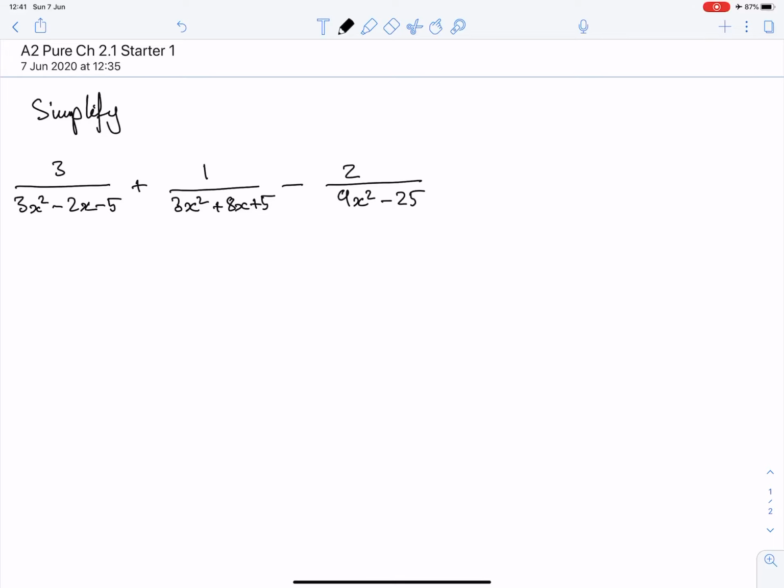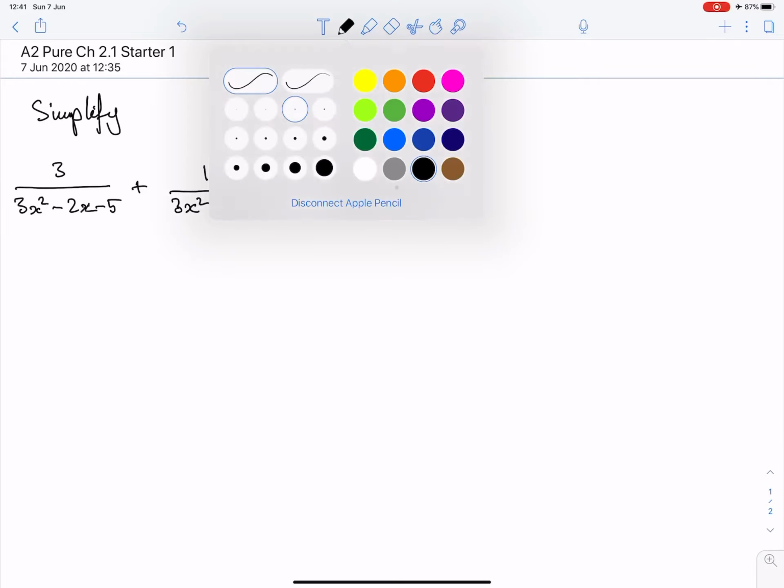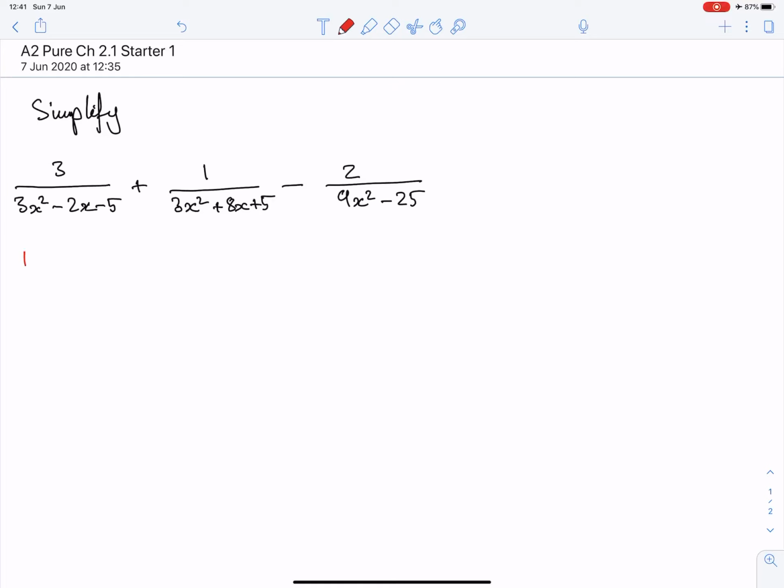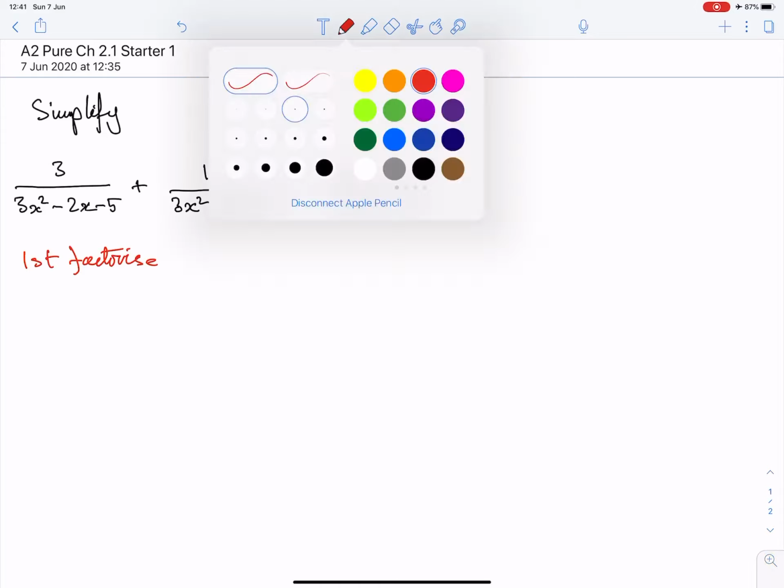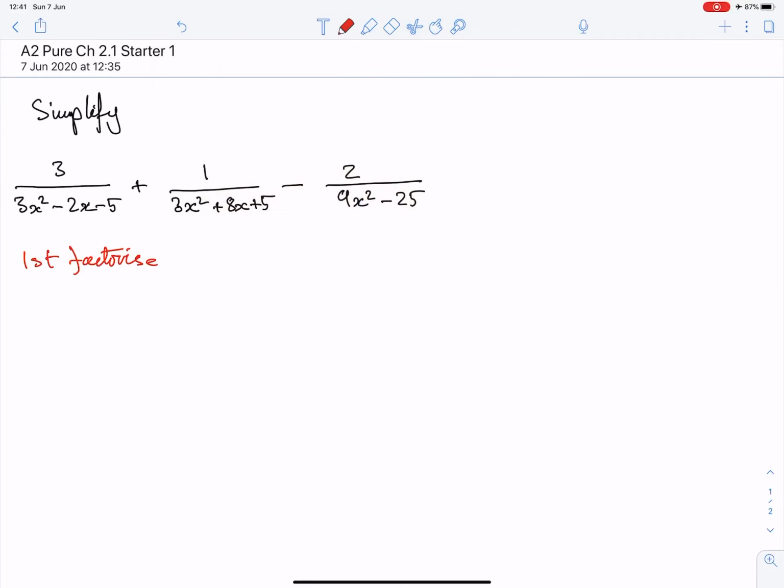So here we go with the first starter for chapter 2.1. And we should know by now that the first thing to do is factorise. If you see a quadratic in the middle of a piece of algebra, get it factorised as soon as you can. You can use a grid if you are in any doubt. I'll do the first one with the grid, but after that, you should be able to do it without.